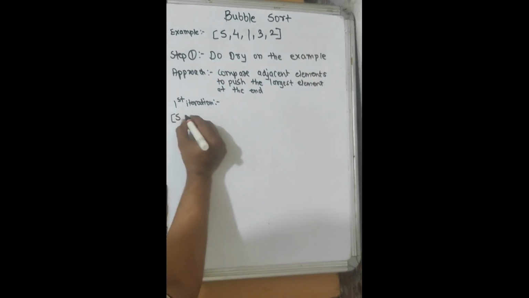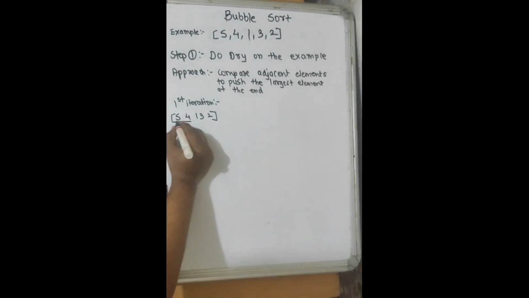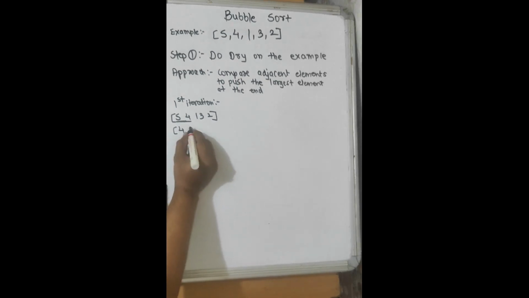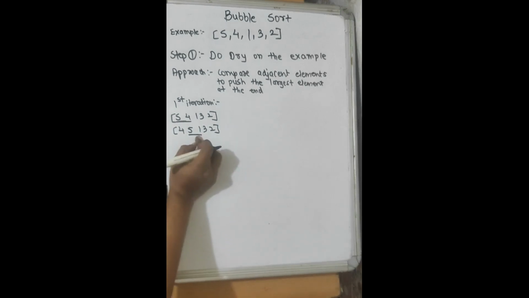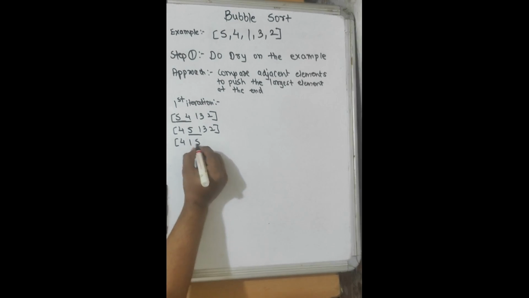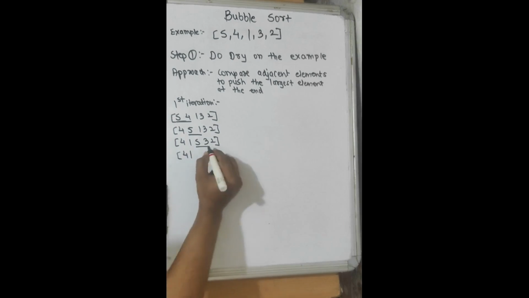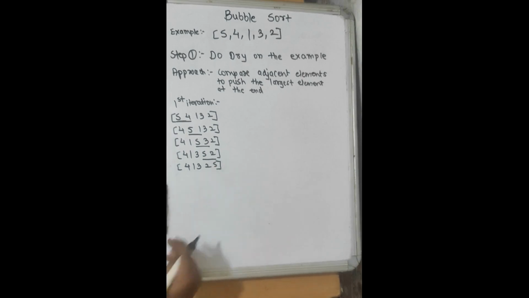Example 5, 4, 1, 3 and 2. Let's compare the adjacent elements. Here 4 is smaller, so we will swap it. Now let's compare these two adjacent elements. 1 is smaller, so we will swap it. Then compare these two adjacent elements. Again 3 is smaller, so we will swap it. Then compare these two elements. 2 is smaller, so we will swap it. This will be our first iteration.